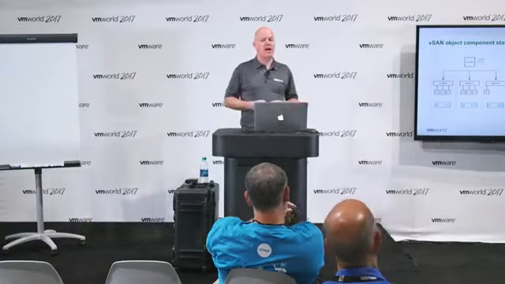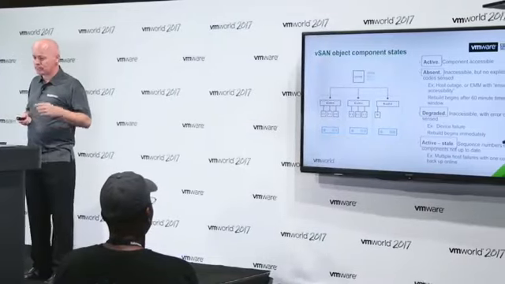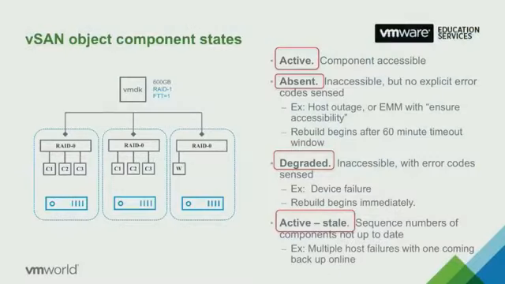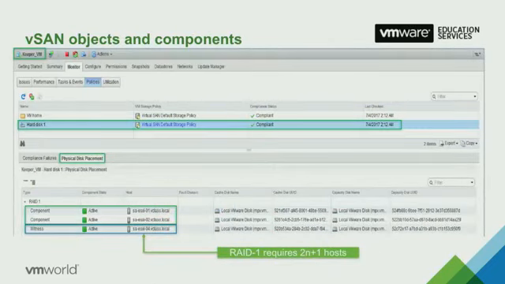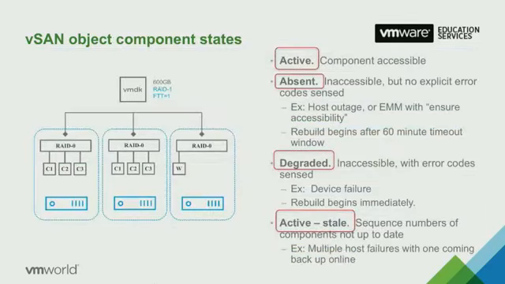So we have different component states as well. So you've got active. Active means we're all happy. So when you come along and you see active, you know everything is good. Okay? And actually, if we look back at that last diagram, you can see down here, all my components are active. So we're good from that perspective. So active is good, absent.